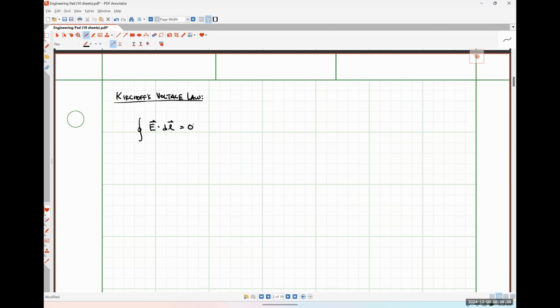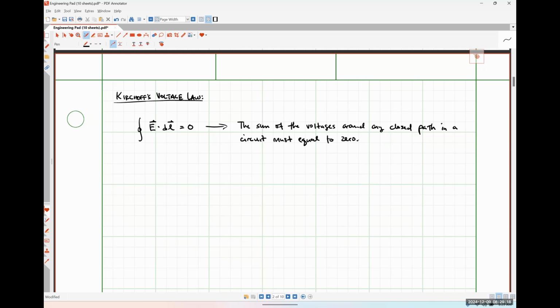So what this really tells us is that the sum of the voltages around any path in a circuit, actually, let me write this, any closed path, must equal to 0.